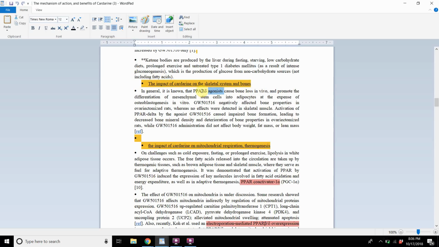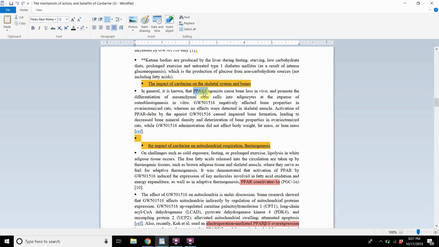This PPAR sigma is a nuclear receptor, meaning it's a receptor on the nucleus of your cell in certain tissues. Actually, this one is throughout the body pretty much. And so when you take cardarine, this is what happens. The cardarine goes into the cells and it bonds to this on the nuclear membrane. And then the genetic transcription process takes place, which transcribes and translates a certain portion of your genetic code into protein. And this is how cardarine works, through this pathway.